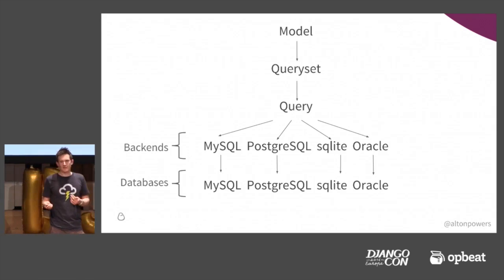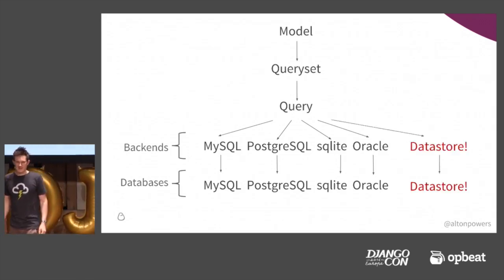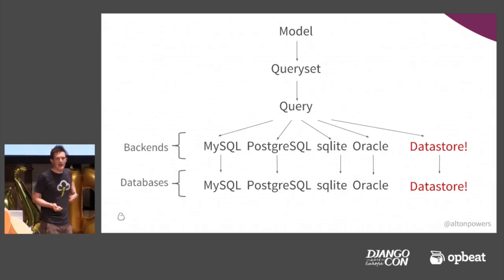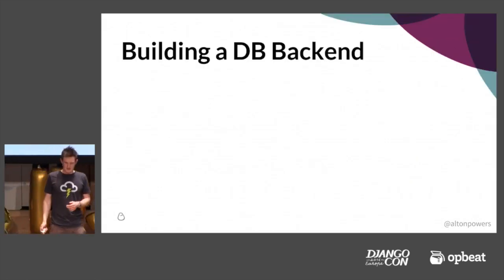This is what we have in Django at the moment, and we've added this. So what's involved in building a backend for Django? Basically, you have to implement a bunch of classes.